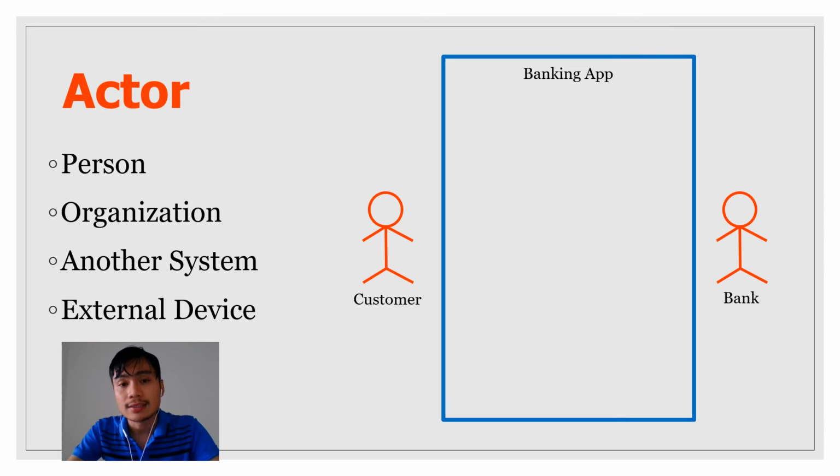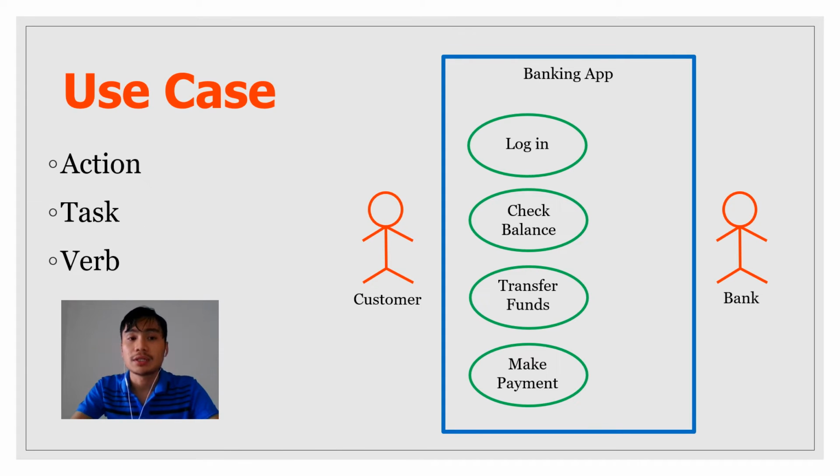So you have to draw the actor outside the box, which in this case, we have the customer as our client that accesses the application, and also the bank accesses the application to give the required document or required information to the customer. And then once we have the system and the actor, we have to draw the use cases.